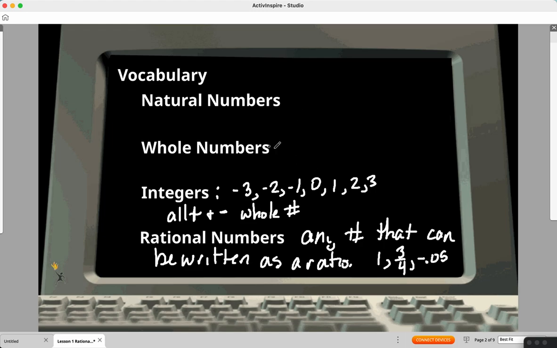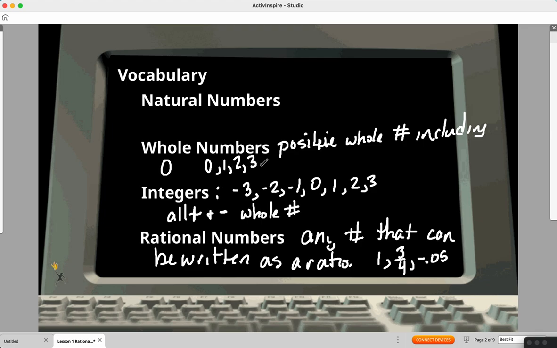Okay? A whole number, the biggest difference is positive whole numbers including 0. And that's the biggest key on this one. 0 is not positive, but it is also included in this. So, 0, 1, 2, 3, and 4, keep going until you run out.